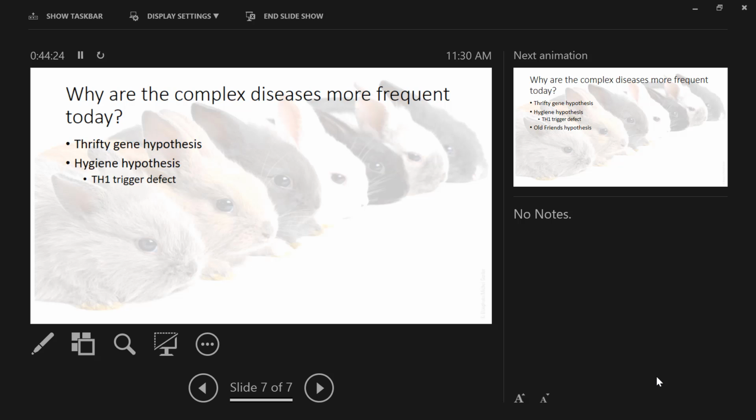And so this is also referred to as the Th1 trigger defect. What we mean by that is you have two different types of T helper cells: T helper 1 cells and T helper 2 cells. T helper 1 cells basically trigger the antibody response. Th1 cells get the cells that make antibodies, B cells, and the other types of T cells that make T cell receptors, to respond to things like bacteria and viruses.